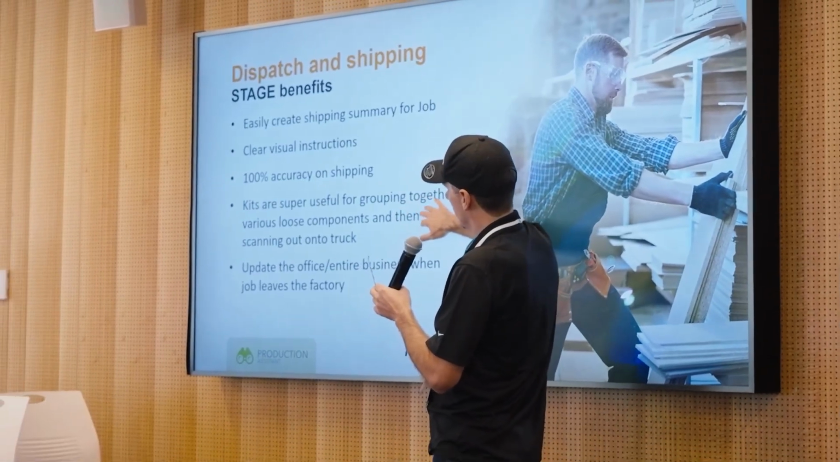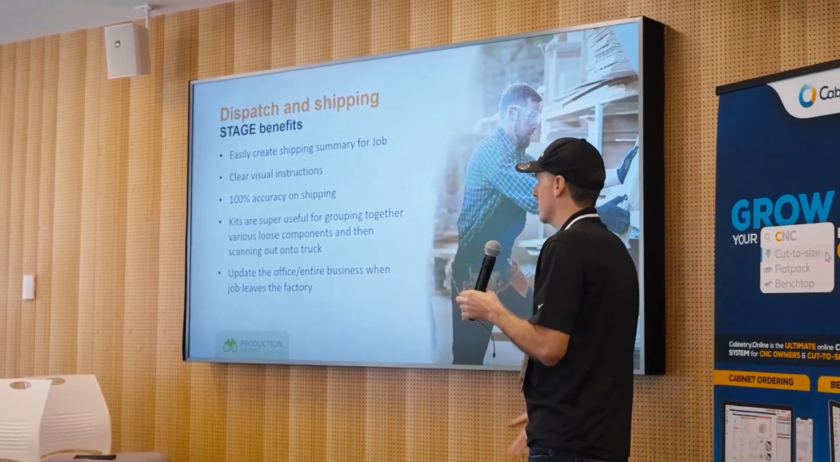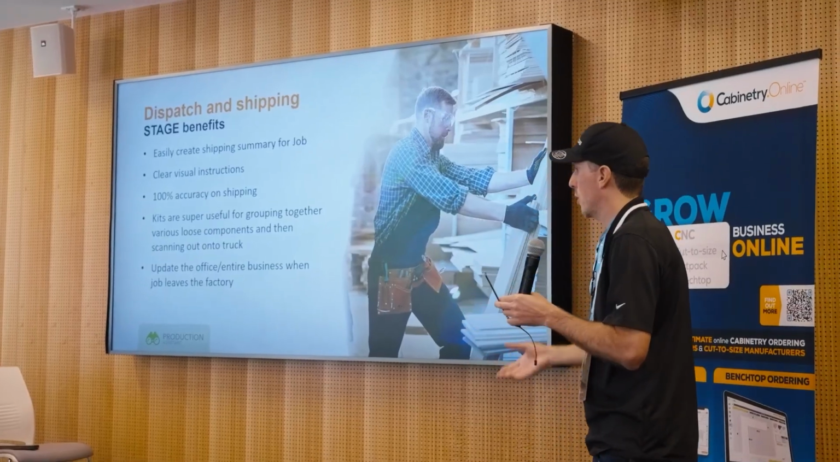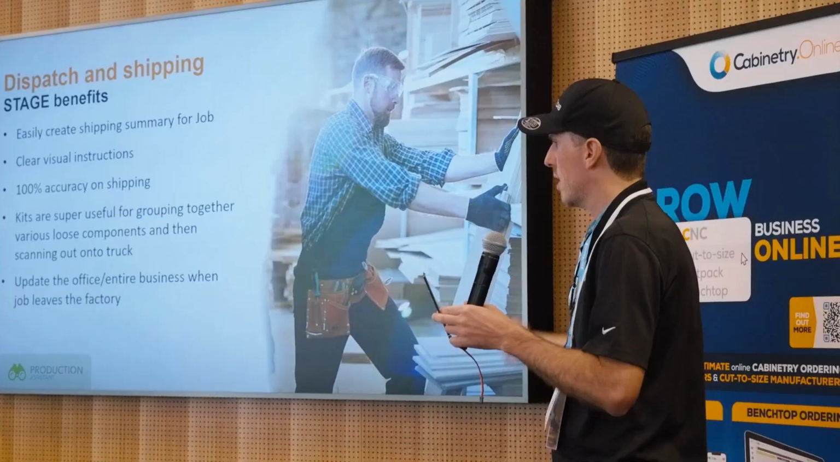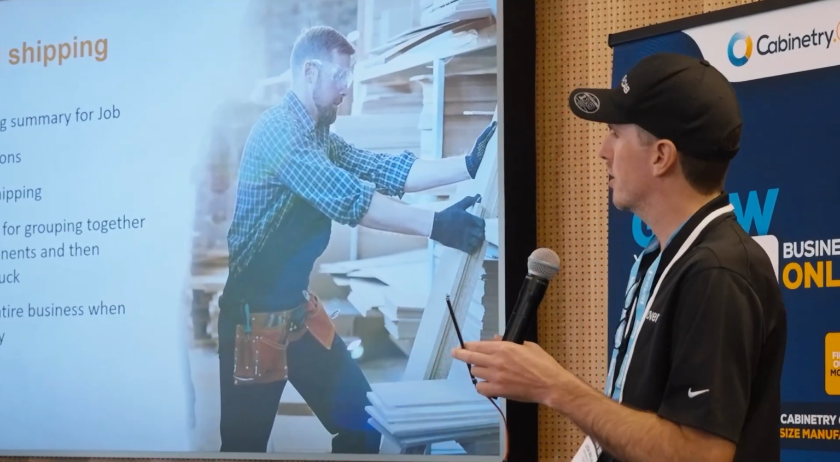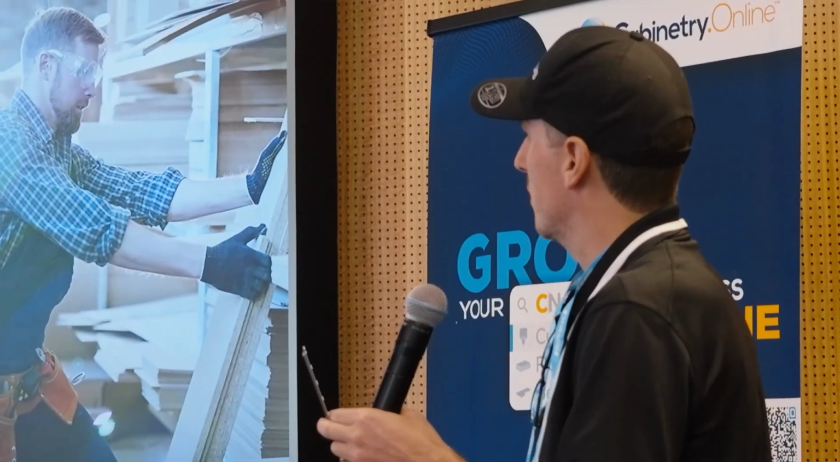The kits are super useful for grouping a lot of loose parts together, 100%. So if you've got your kickers and your bulkheads and stuff like that, you can get several single parts, wrap it together, print a product label, scan it onto a pallet or skid, and update the office once the job leaves the factory.